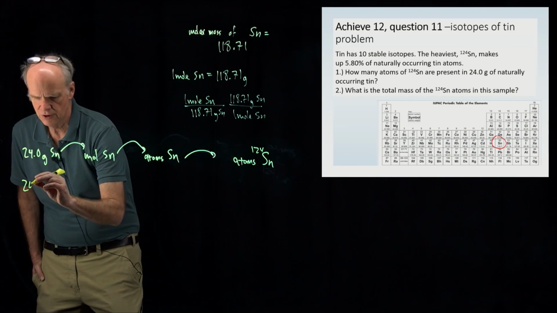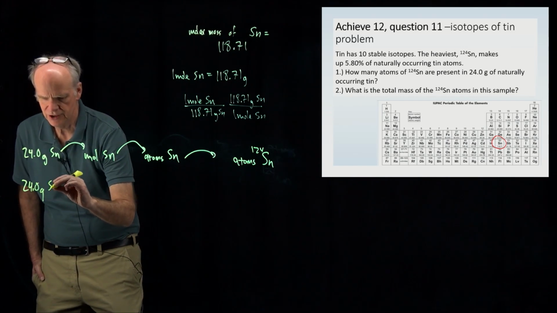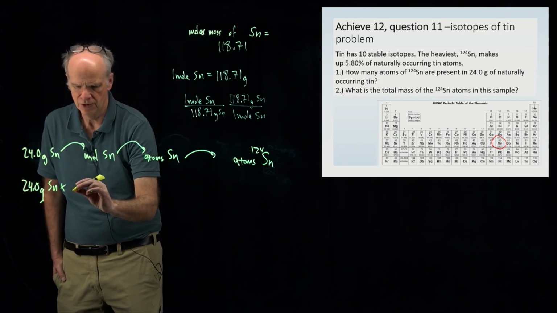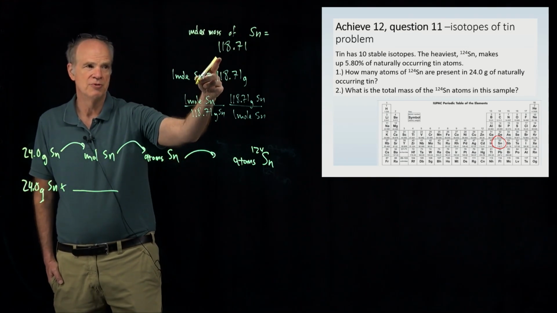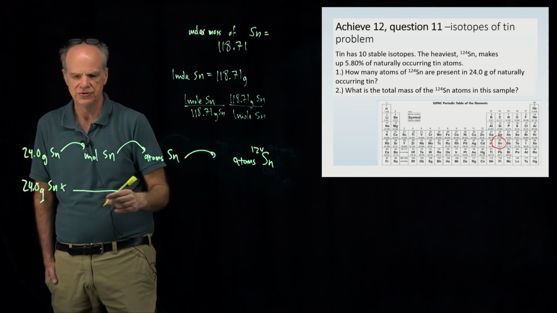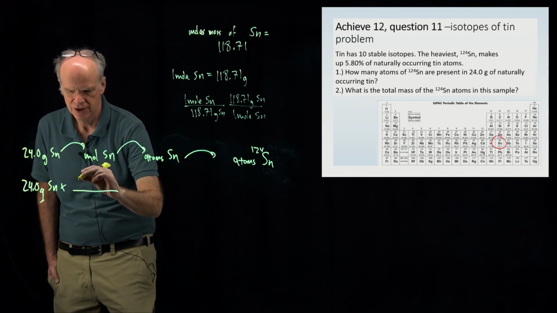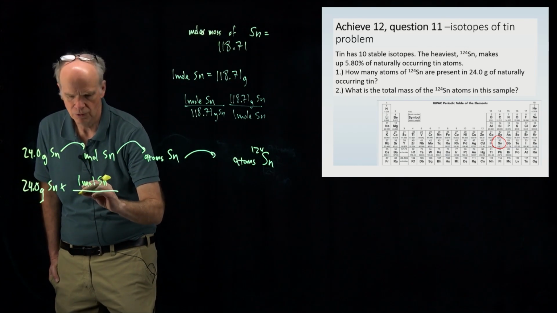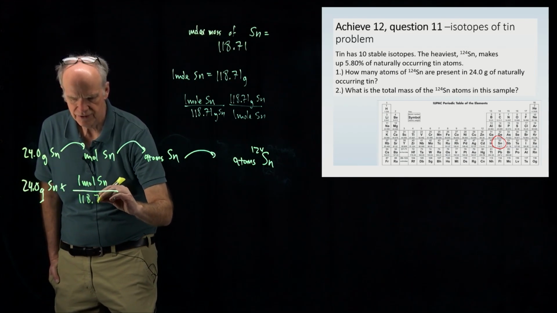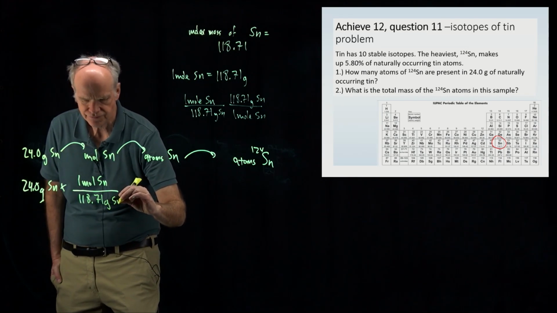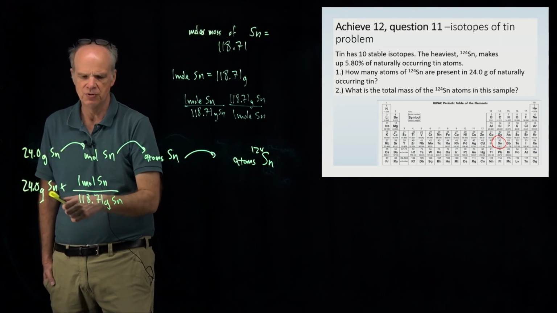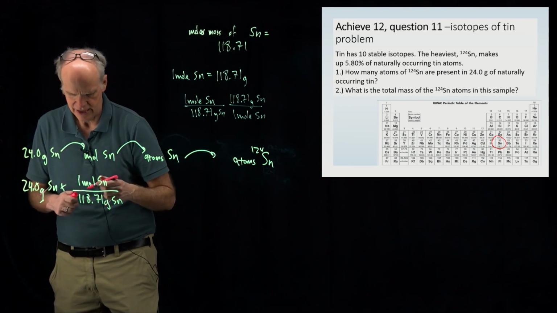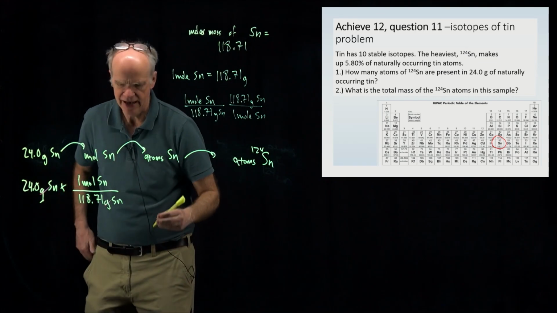So 24.0 grams of tin. Let's first get this into moles of tin, so we use the molar mass here. We're going to use one of these fractions. It looks like the fraction I want to use is the first one. So it's 1 mole of tin over 118.71 grams of tin. And so what you can see at this point is that the grams of tin cancels out. Okay, now what you need to do is get this into atoms of tin.